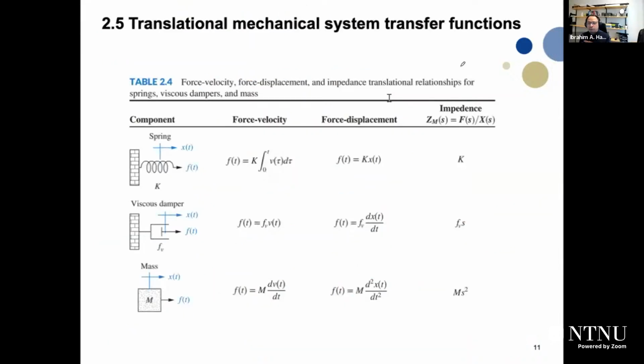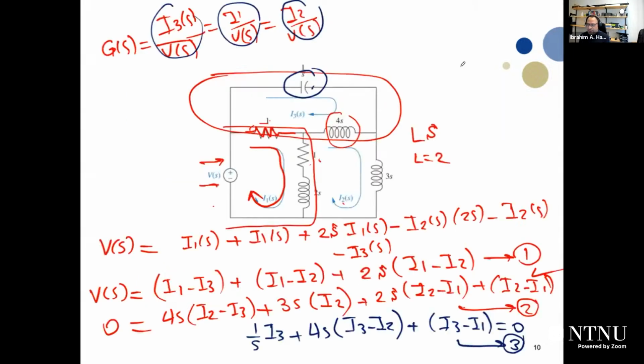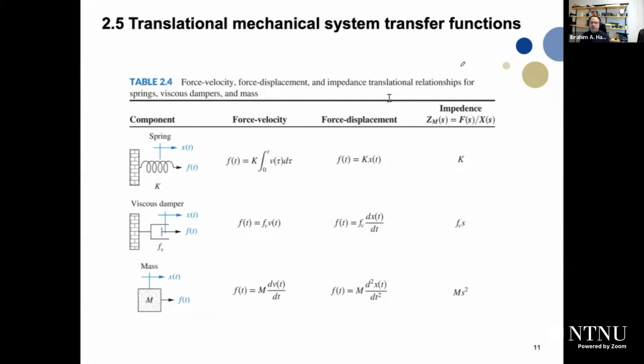Thank you. So now we will go to the second system, something called the translational mechanical system. We used the electrical system. There is also another system which is called translational. It has a spring, for example, a damper, and a mass.